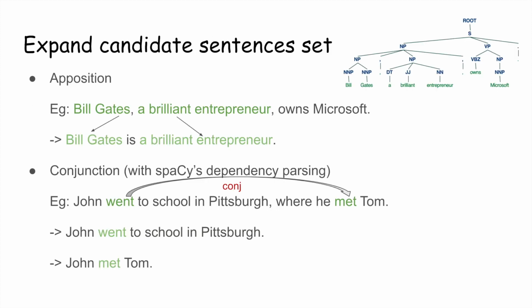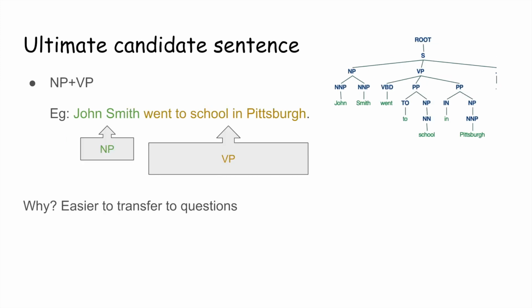In order to better process complex sentences, we decided to split long sentences into small parts to expand our candidate set. We need to find subjects for both cases first using POS tagging. For apposition, we simply substitute everything in the apposition clause to construct a new sentence. As for conjunction, dependency parsing is a good tool to find a conjunction between two verbs and use the same subject to construct two sentences.